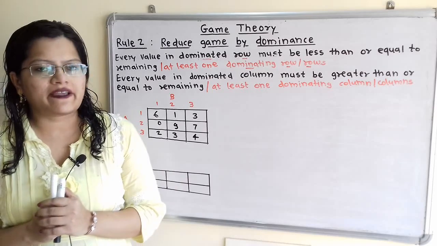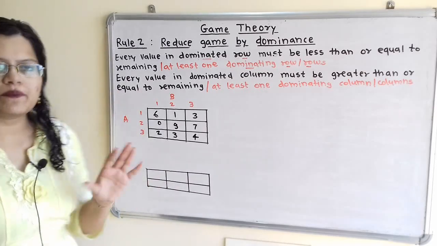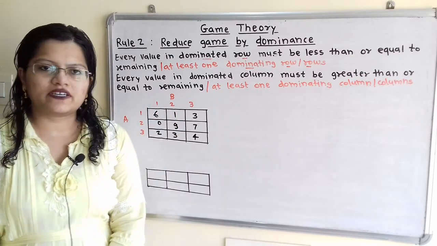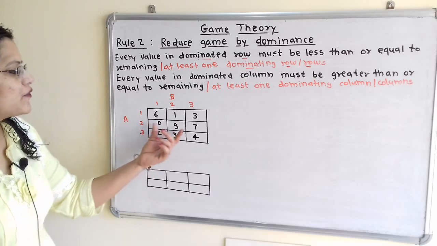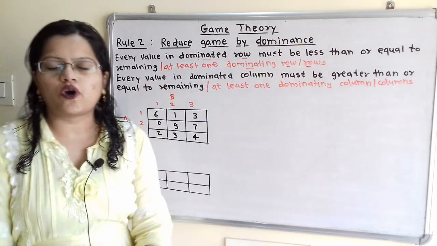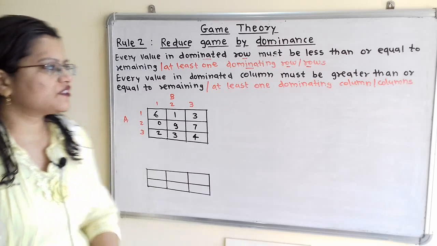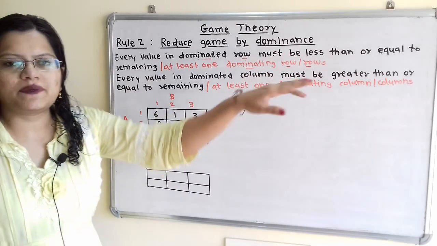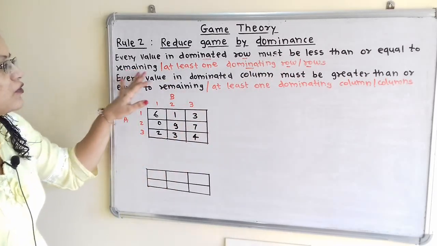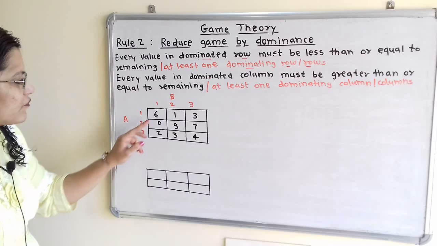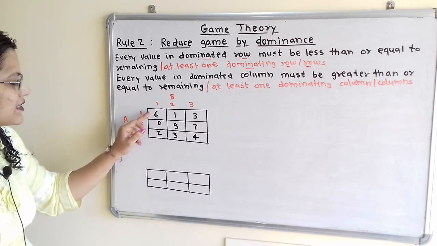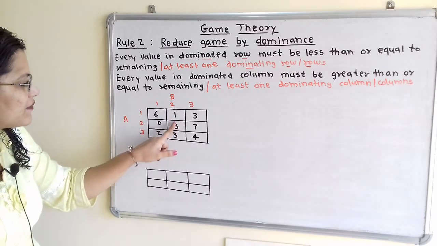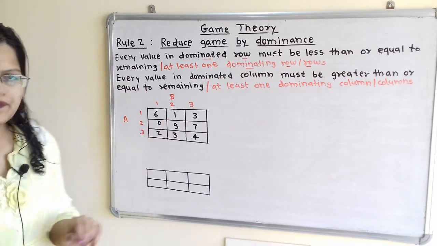Now we will move to the second case, where for player A 3 strategies are given and for player B 3 strategies or alternatives are given, and the question is that we have to reduce this game by using the dominance property. Now we will first find out the dominated row. That means every value in that row must be less than or equal to the values from the remaining rows. Now if we observe here, 0 is less than 6 as well as 2, but the second element in the second row is greater than the other elements.